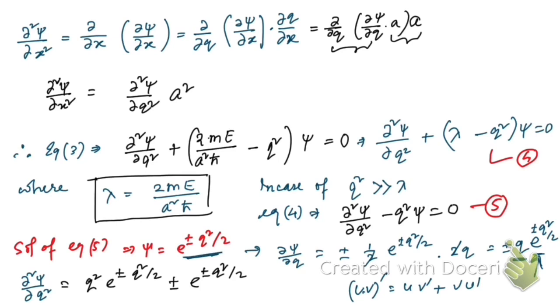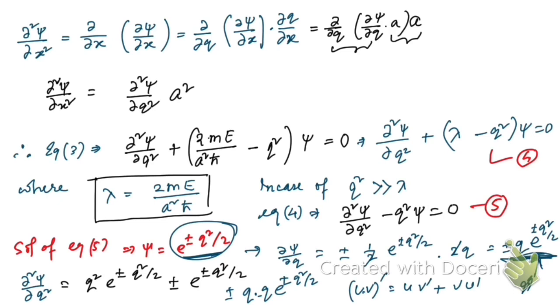This is the second function here. Then you should get first function q into derivative of this second function. Derivative of this second function, that is, again, derivative of this, we have already got this result, right? Again, you're gonna get q e to the power plus minus q square by 2. There was plus minus here, you're gonna get again plus minus, so minus minus can be cancelled here.